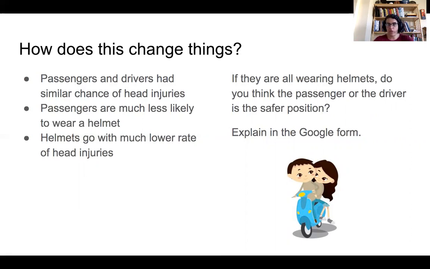So let's imagine that we're only looking at people who are wearing helmets. In that case, which do you think would be the safer position, the passenger or the driver? I want you to think about that for a few minutes and explain your thoughts in the Google form.